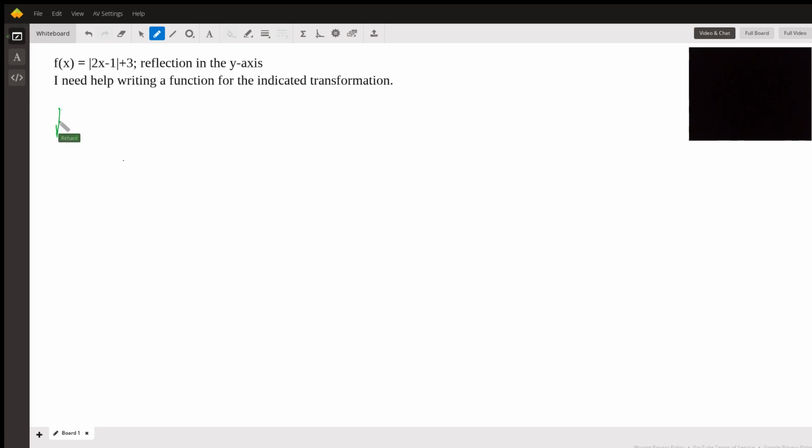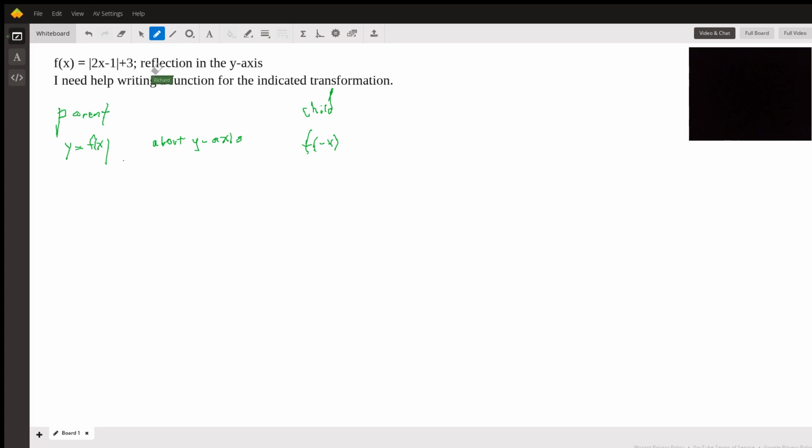So if you have a parent, y equals f of x, and you want to reflect about the y-axis, which is what they're asking for here, so this would be about the y-axis, the child turns out to be f of negative x. So that's all you would have to do. That's all you have to remember.